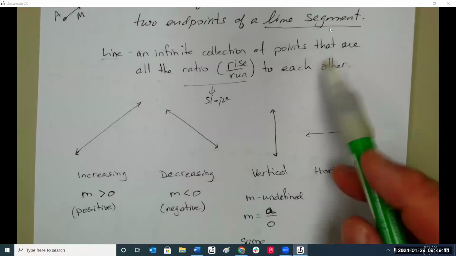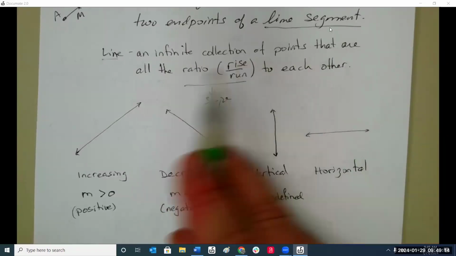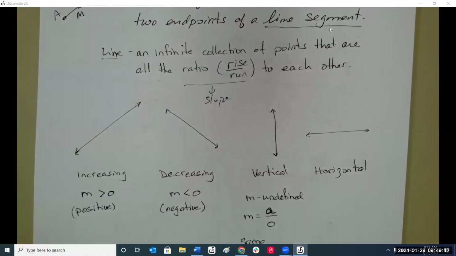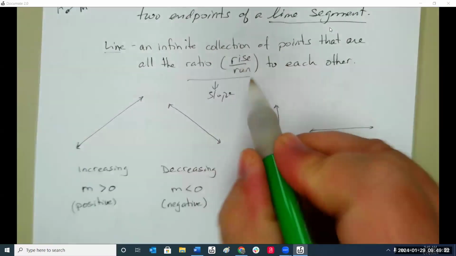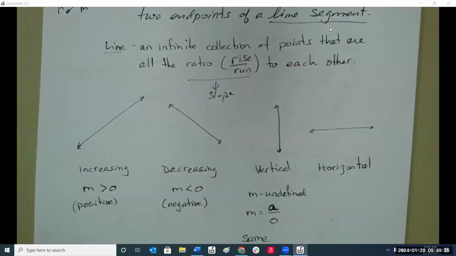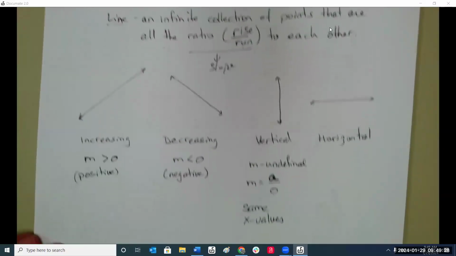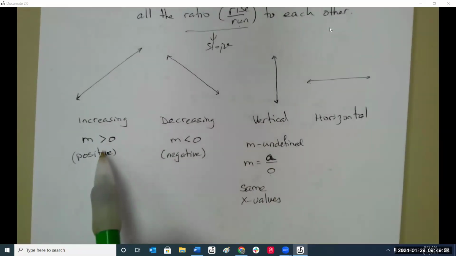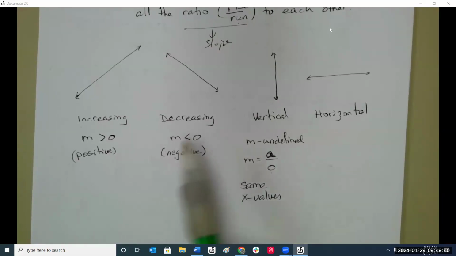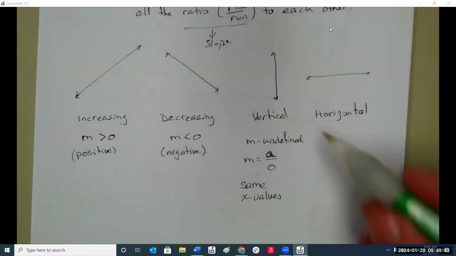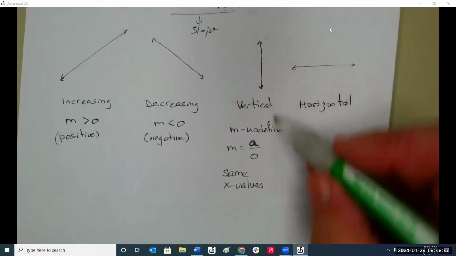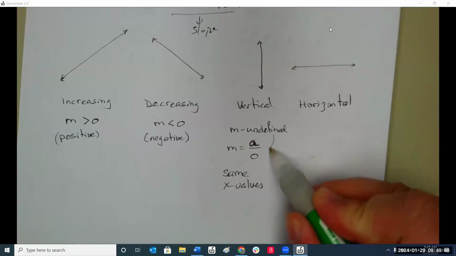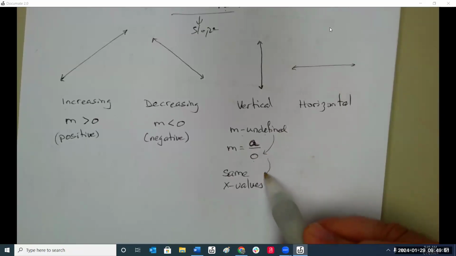So a line is an infinite collection of points that all have the same ratio to each other. That ratio is called the slope, rise over run. So if it goes up to the right, it's increasing. That means all the x's and y's are different. If it's decreasing, x's and y's are different. Vertical means the slope is undefined, which means the zero is on the bottom, which means we have all the same x's.